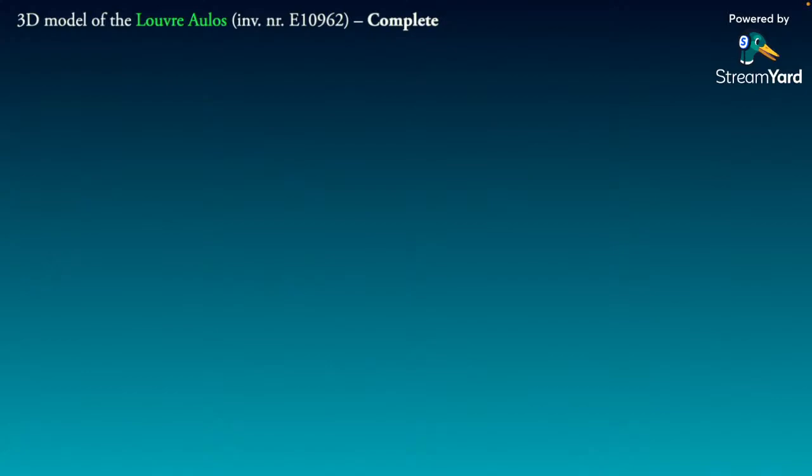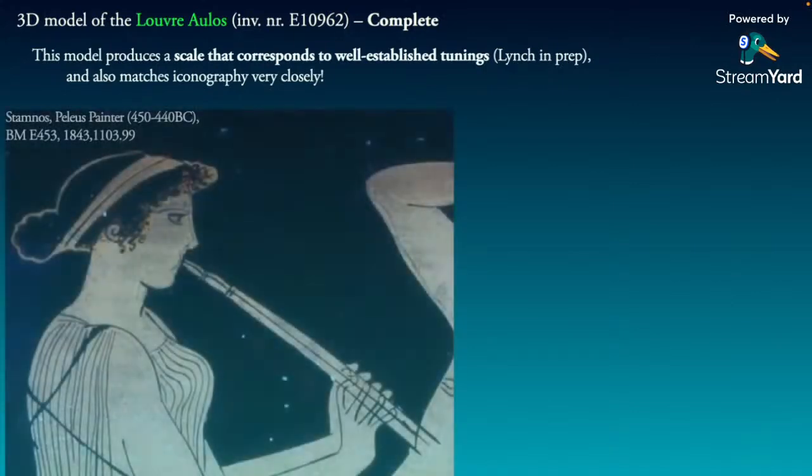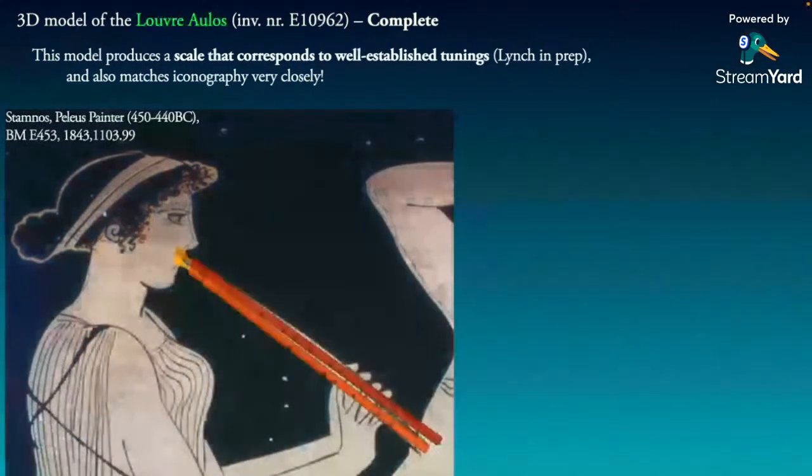So as I mentioned earlier, the scale produced by this 3D model corresponds to known ancient modes, but also matches quite closely some iconographic representations. For example, the Peleus painter has produced lots of different detailed images of ancient instruments. Clearly, he had an interest in the details of aulos and different instruments. So you can see here, for instance, the case of an aulos player at a symposium with the model projected on top of it, and you can see it's pretty close.